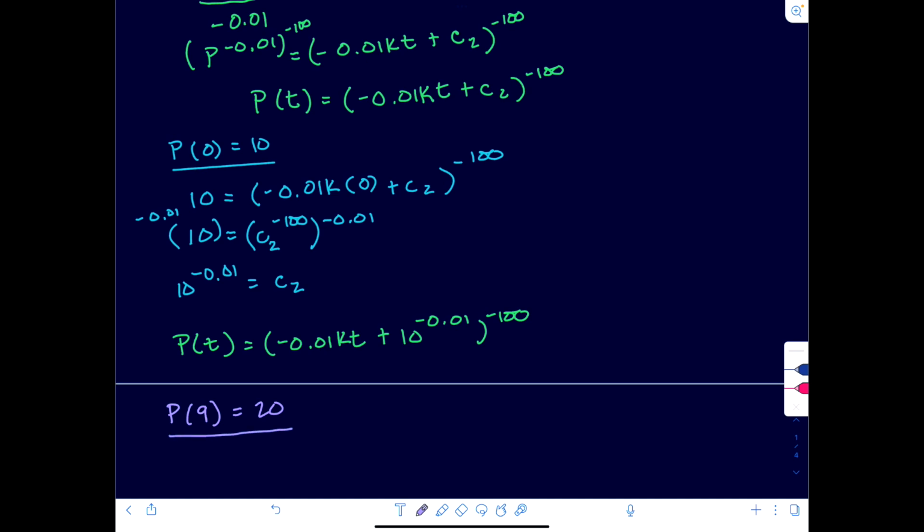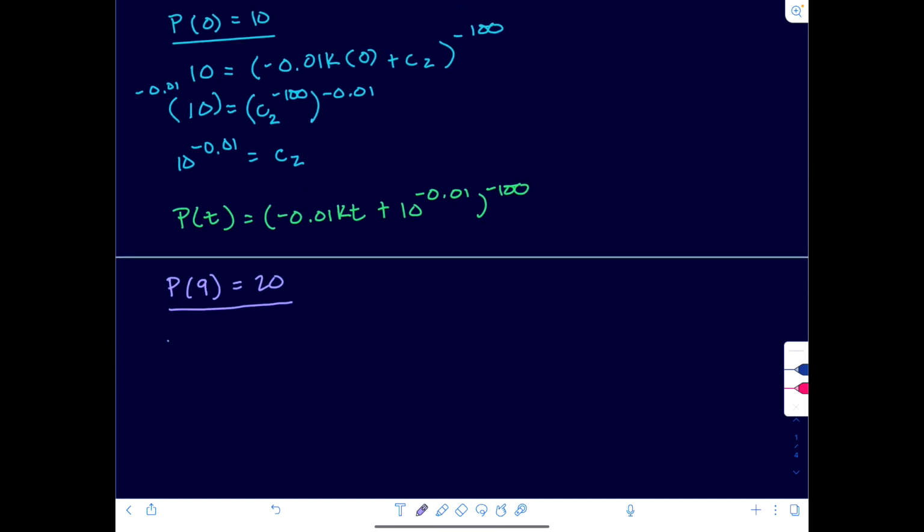And so using this in that new equation, we would set 20 equal to negative 0.01 times k times 9 plus 10 to the negative 0.01, to the negative 100. So this one's a little tricky. I'm going to keep that negative 0.01 with the k because we're going to be plugging that in again right over here. So I'll just keep them together instead of completely isolating k.